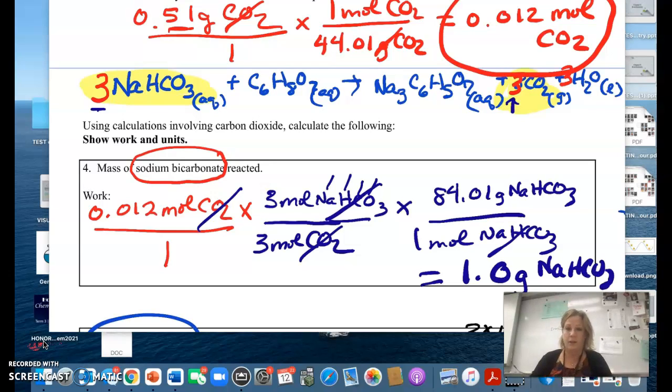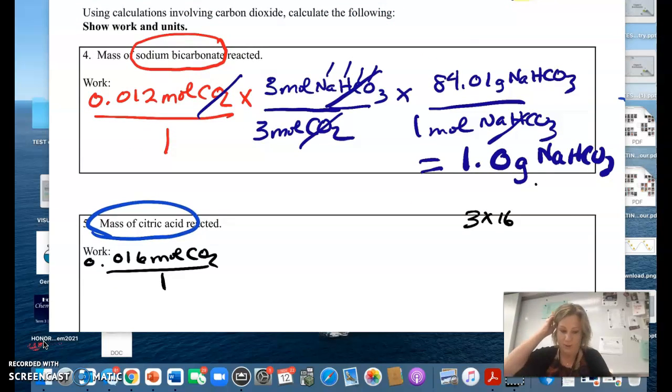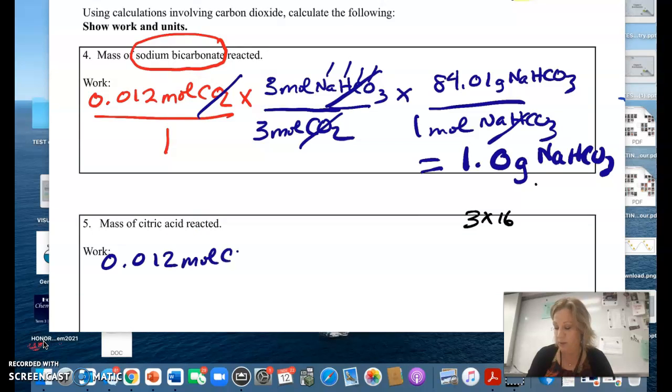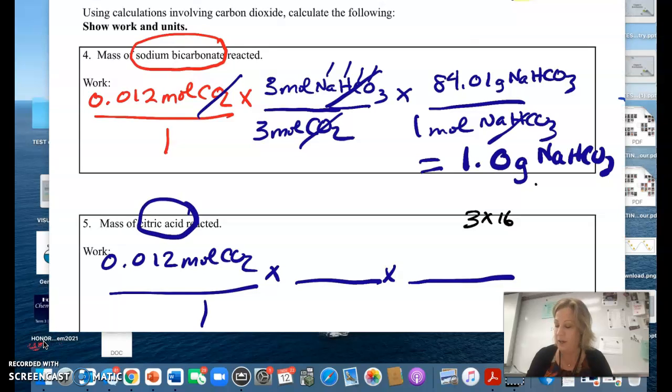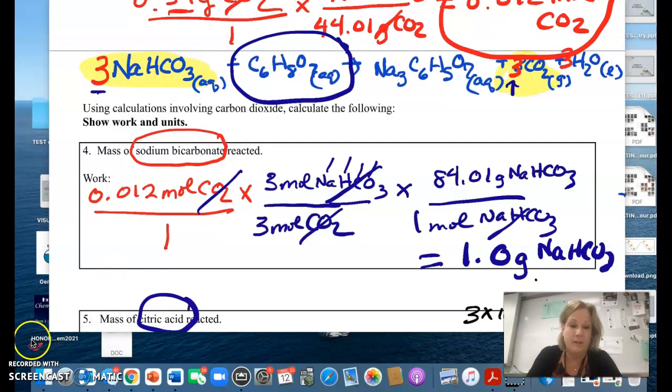Essentially, you're going to do very similar steps for the next questions. I would again start with the 0.012 moles of CO2, and then do another mole-mole ratio and another molar mass, and this time it's citric acid, which is right here. So I hope that helps. You should be able to finish it up, and then that's it.